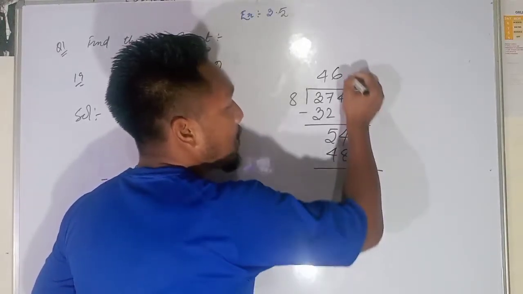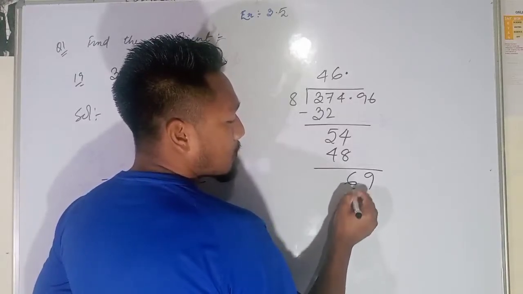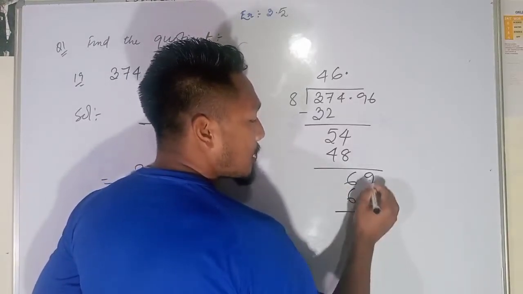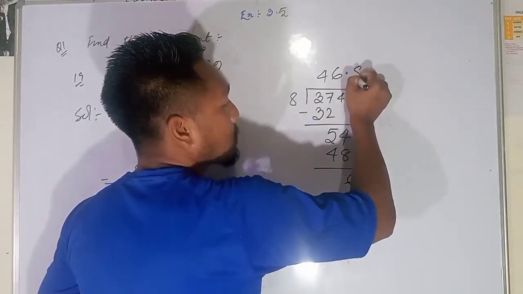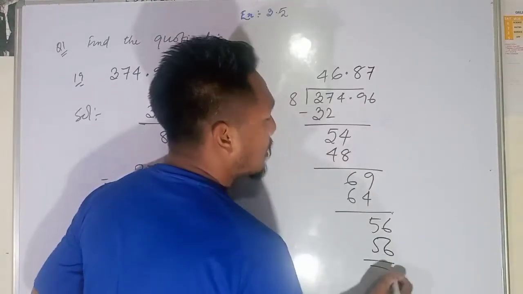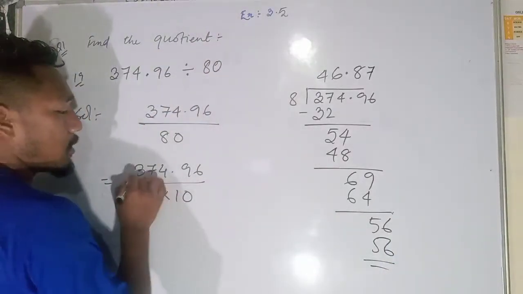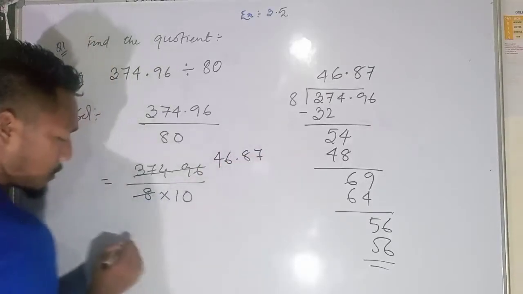So what I should do is put the point here. So 8 8s are 64. So what is the answer here? 5. So 8 7s are 56. 8 8s are 64. 8 7s are 56. So what is the answer we are getting? When we divide by 8, these numbers, that is what? 4687. So what is the answer?